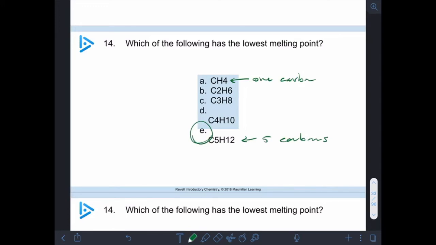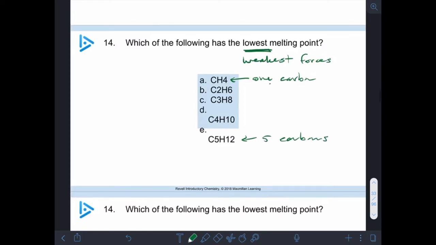Oh, wait, sorry. I should probably edit this, but I probably won't. Sorry, this says lowest melting point. This is just like being in class, isn't it? Right? So lowest melting point means weakest forces. Right? Sorry about that. I got a little backwards there. So the weakest forces is the 1 carbon, the methane.